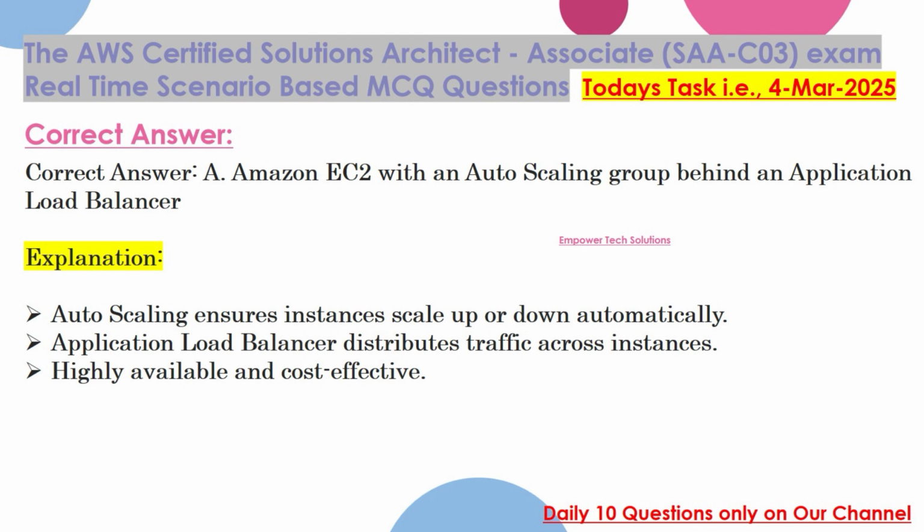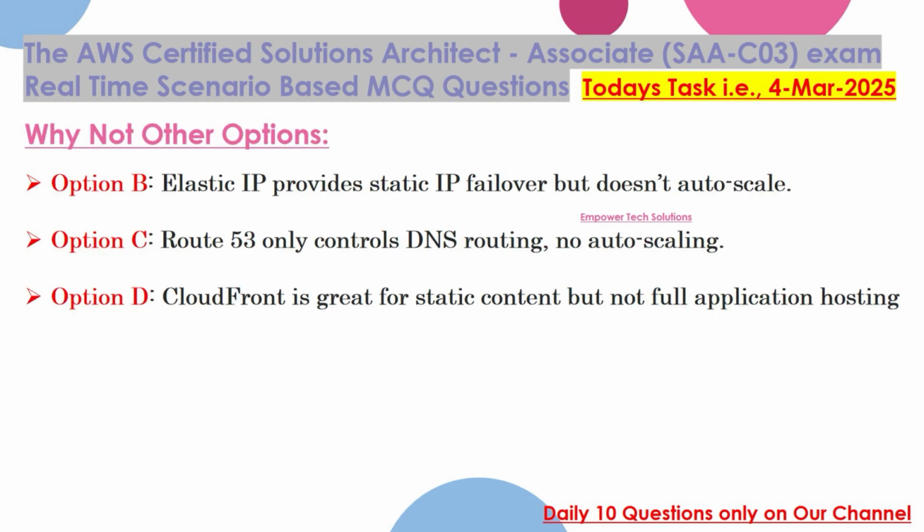Explanation. Auto-scaling ensures instances scale up or down automatically. Application load balancer distributes traffic across instances. Highly available and cost-effective. Why not other options?